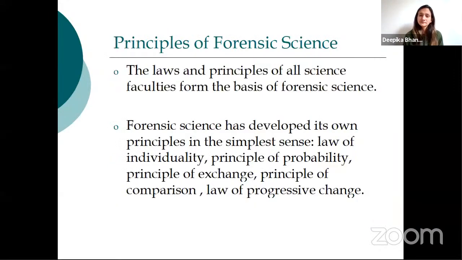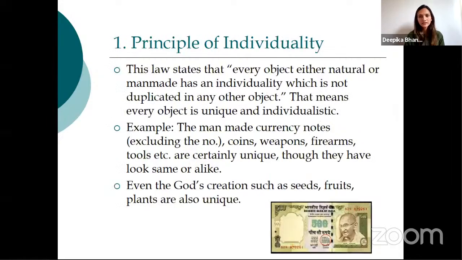All right. So based on the works done by these scientists, there were certain principles which were developed. So we'll talk about those principles of forensic science. Not only the principles and laws of the natural sciences, we also apply this. We have some principles which are very much owned by forensic science. So these are the principles of probability, principle of exchange. We'll be dealing with all of them one by one.